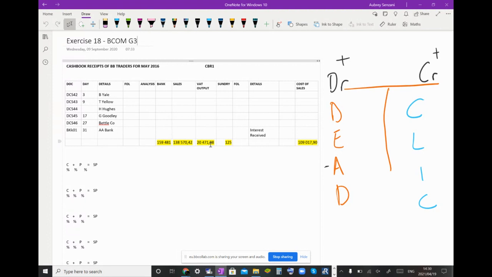They say sale of trading inventory. The trading inventory was marked up by 30% on selling price. Therefore, the gross margin was 30%. Okay? So sale of trading inventory, this journal should be called CRJ. Okay?